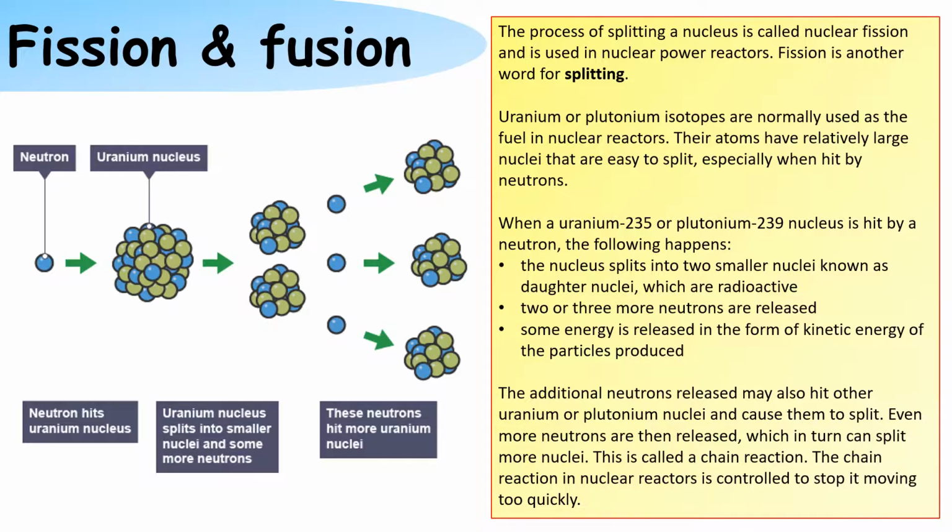Even more neutrons are released, which in turn can split more nuclei. This is called a chain reaction. The chain reaction in nuclear reactors is controlled to stop it moving too quickly.